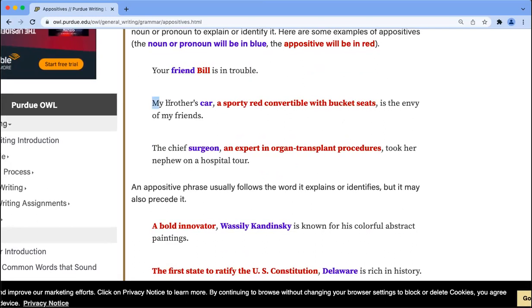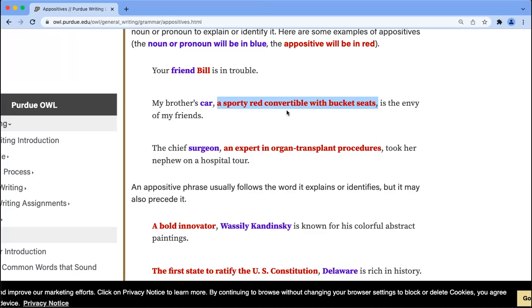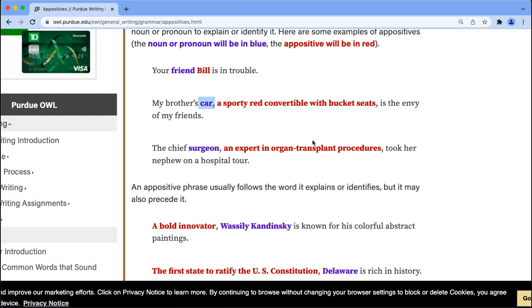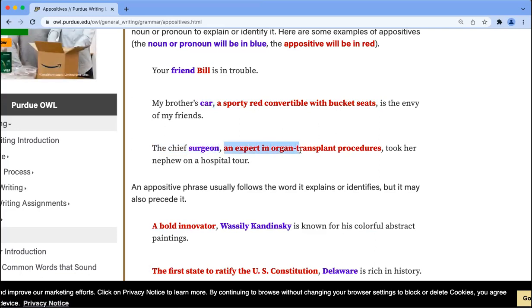coming through. If I say my brother's car, and I explain what kind of car, I say sporty red convertible with bucket seats, comma before, comma after, is the envy of friends, this is an appositive. There's no verb in an appositive. It's a group of words describing either the subject or the object in a sentence, describing a noun or a pronoun. If I say the chief surgeon, and I'm describing the surgeon, an expert in organ transplant procedure, comma before, comma after, took her nephew on a hospital tour, then that is the appositive.